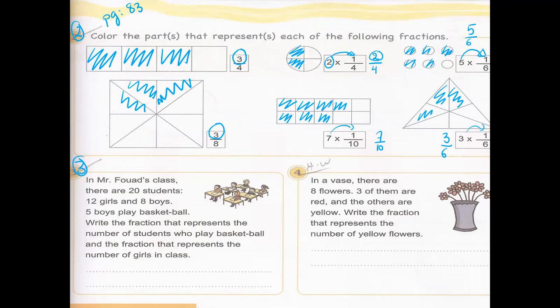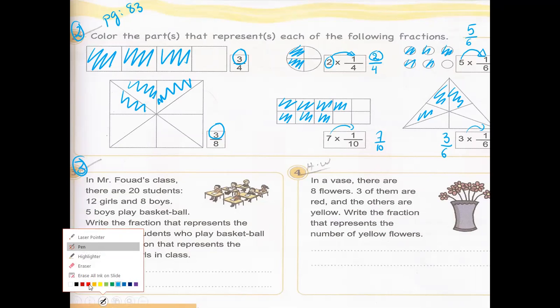Listen carefully and pay attention. How do we solve problems? In Mr. Fuad's class, there are 20 students, 12 girls and 8 boys. 5 boys play basketball. Write the fraction that represents the number of students who play basketball and the fraction that represents the number of girls in this class.